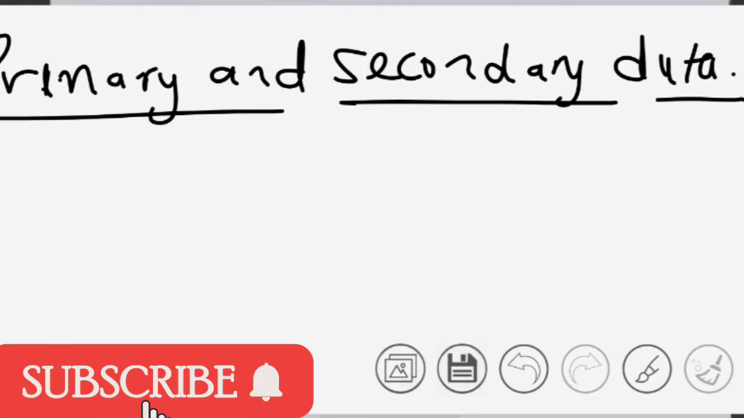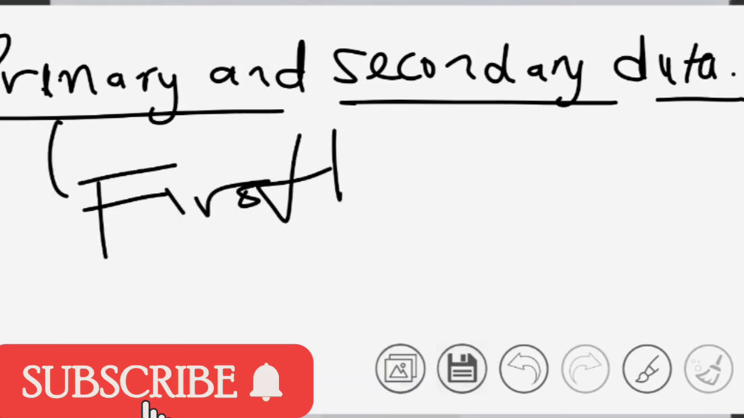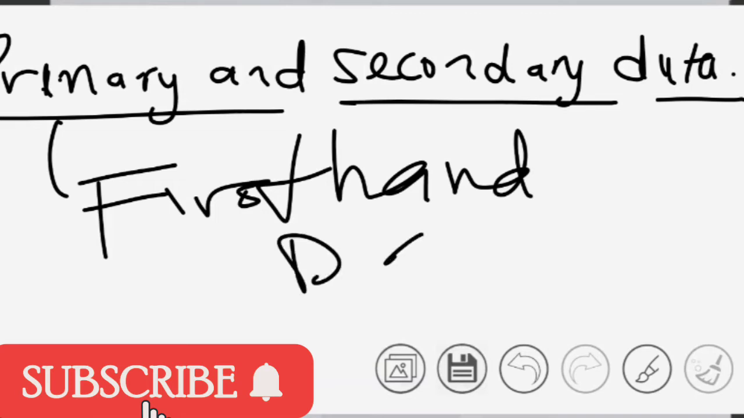But the second one is called the primary data, and this data is first-hand data. First-hand data in the sense that you are the one that goes out to the field to gather the data for yourself. You are the one to go to the field and gather data all by yourself. And there are methods by which this can be achieved.